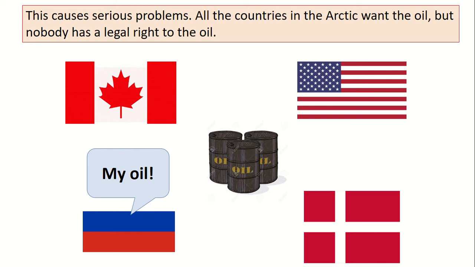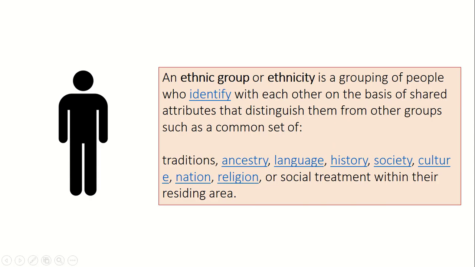Water is another really good example, where in some countries that find it difficult to access water, there is conflict over who uses that water, where they get it from as well. And so the final reason we'll look at is something called ethnicity.